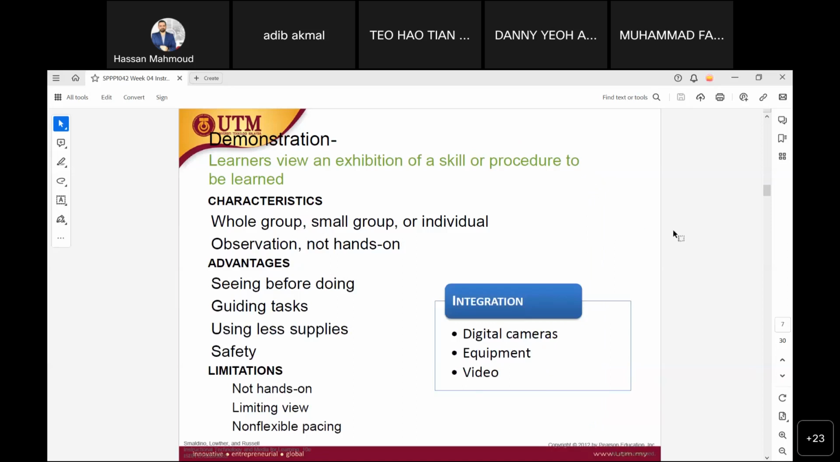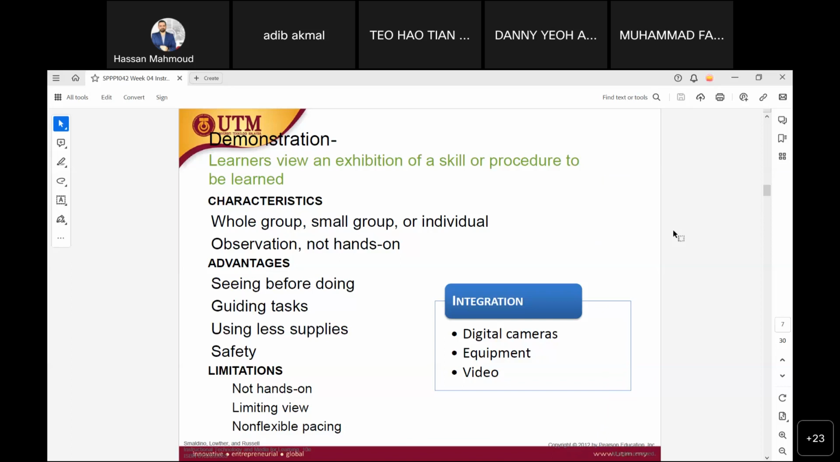learners view an exhibition of a skill or a procedure to be learned. Okay? In the demonstration, what we actually do as teachers is we do an act. Okay? How to do something. We do an act as a demonstration. All right? And then by doing this, we let the students understand the best way to do something.